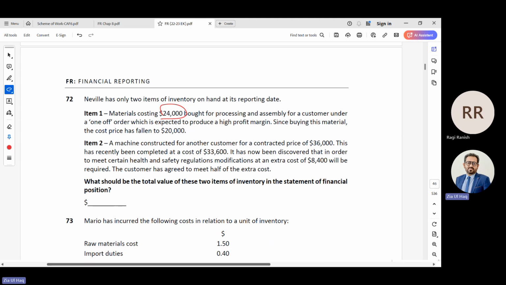And from this is the selling price. Half cost to sell we need to incur. So 33,600 minus 4,200. What's that? No, sorry, this is the selling price. 36,000 minus 4,200. The half is 4,200. So 24,000, 21, plus 31,800. So all together how much? 55,800.